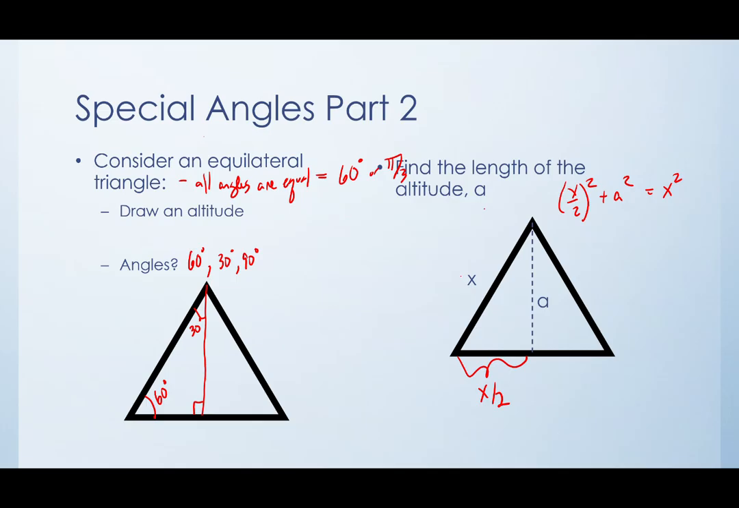And we want to solve for a, right? So a squared equals x squared minus x squared over 4. And we can say, hey, that's 3/4 x squared. And then we can square root things, right? So root 3 over 2 x. All right, so there is our altitude.